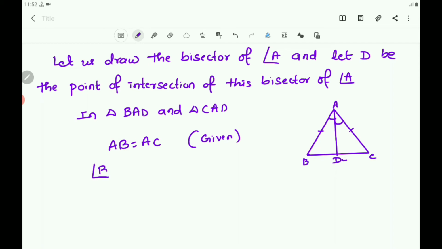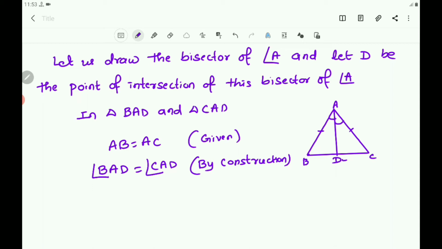Angle BAD equals angle CAD. Reason, that is by construction. Here angle BAC is bisected by AD. We have drawn the bisector of the angle BAC. So write by construction. Construction is done this way only. By construction you can write.